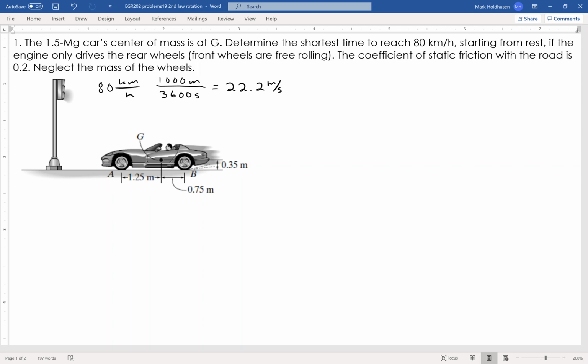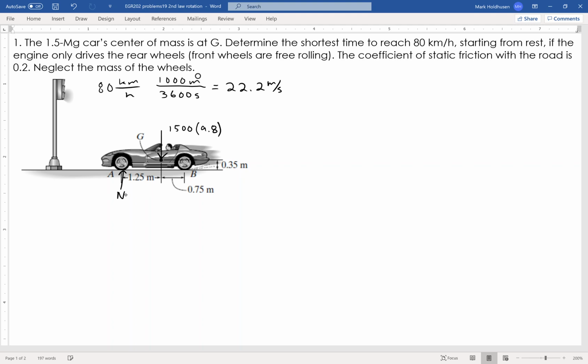Now the next thing I'm going to do is draw in my forces on the free body diagram. I'm going to draw them straight on the car here rather than redrawing it. So the first thing I have is gravity. That's acting straight down at G, and that's going to be 1,500 kilograms. Again, 1.5 megagrams is 1,500 kilograms times 9.8 for gravity.